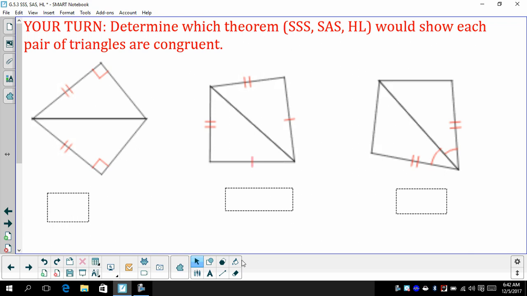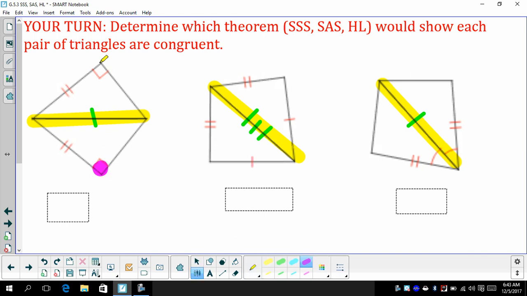So in each of these triangles, the reflexive property applies because I have a shared side in each of them. So in each of these triangles, I can identify a pair of sides that are congruent using the reflexive property. And that's going to be important. In the first one, we have right angles. The side that's shared is across from both right angles. So that's the hypotenuse in both triangles. So I have the hypotenuse is congruent. And then I have another pair of legs congruent. And so therefore, I have the hypotenuse leg theorem.